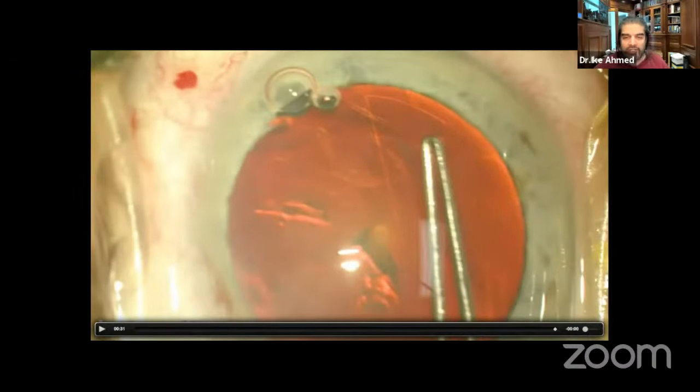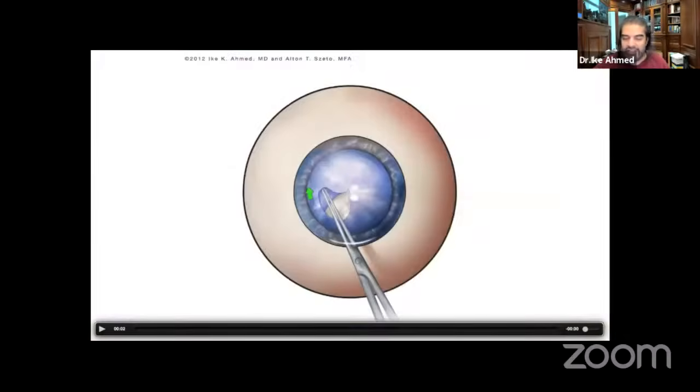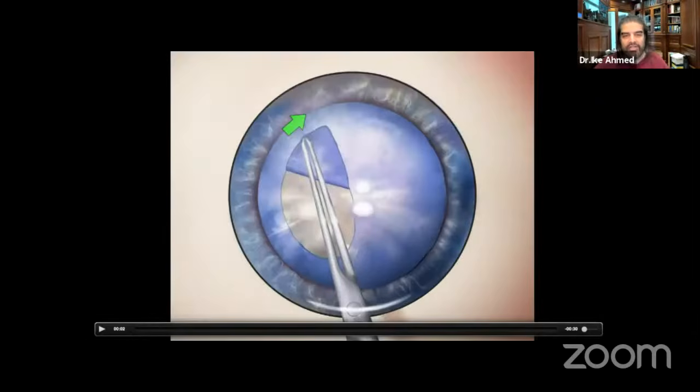Well, what do we do here? Again, Brian Little has published some nice articles. These are some of our examples here. The same case here, the tear is going. The green arrow is the direction of your vector of the forceps.